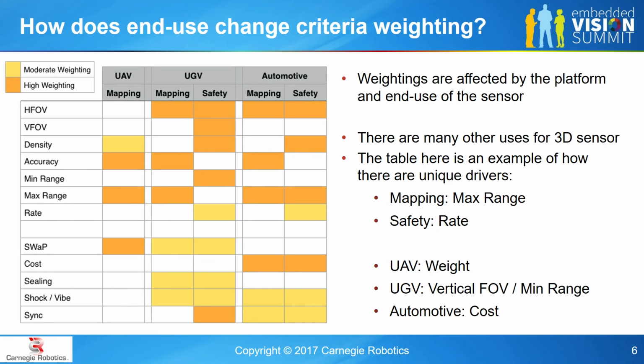Similarly, you care about having a very short minimum range. You don't want some obstacle to get between that minimum range and your robot and then become invisible to the safety system. And then you see for mapping that things like horizontal field of view and maximum range and system accuracy matter a lot more than for safety applications.